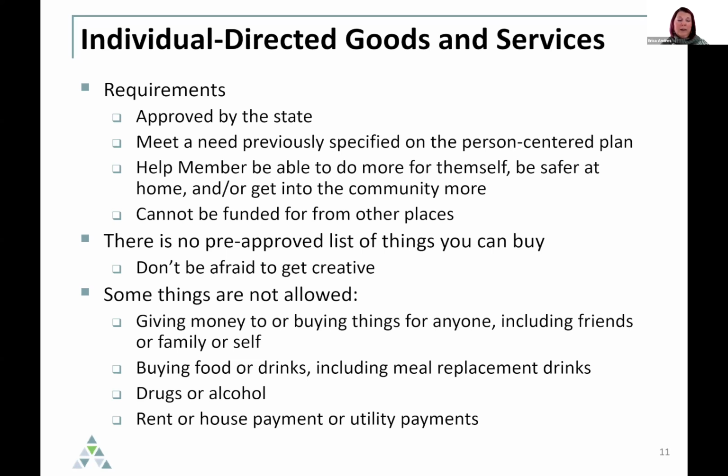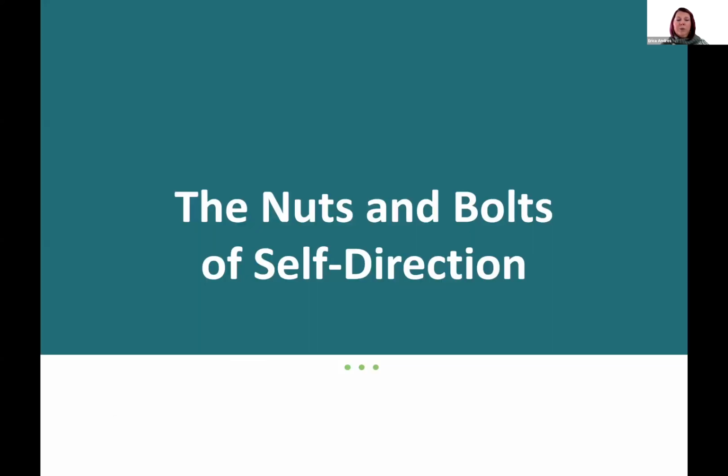Some things that are not allowed, though, are giving money to or buying things for anyone, including friends, family, or self. You cannot buy food or drinks, including meal replacement drinks. You cannot buy drugs or alcohol, and it cannot be used towards your rent or house payment or utility payments. Now we're going to get into a little deeper the nuts and bolts of self-direction.